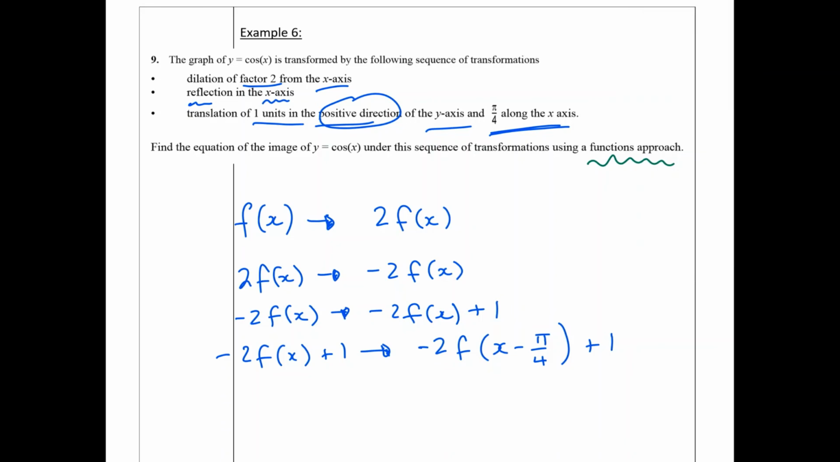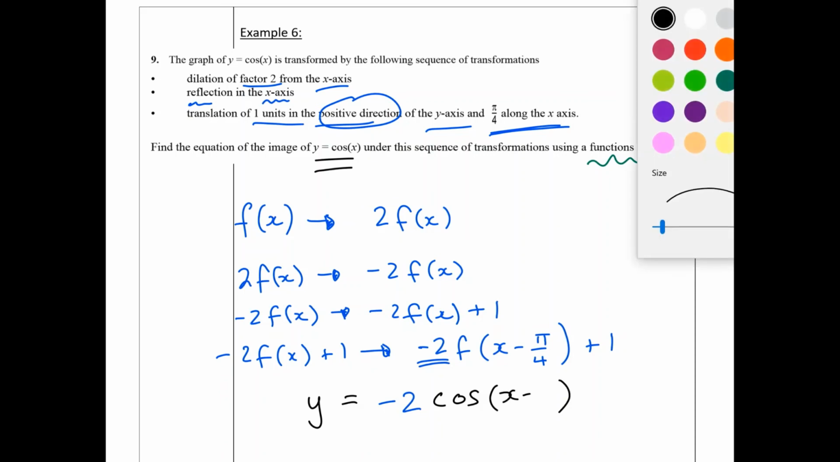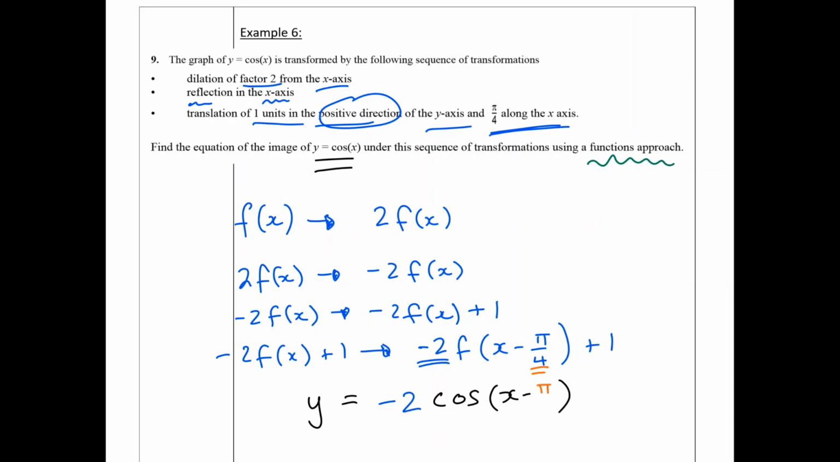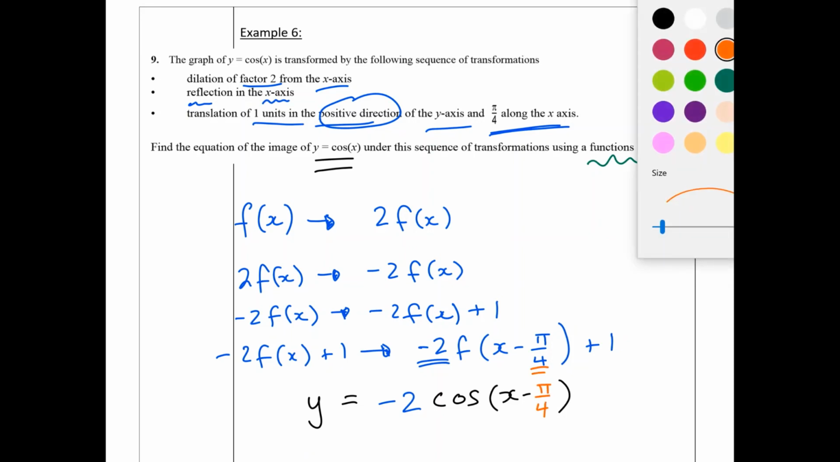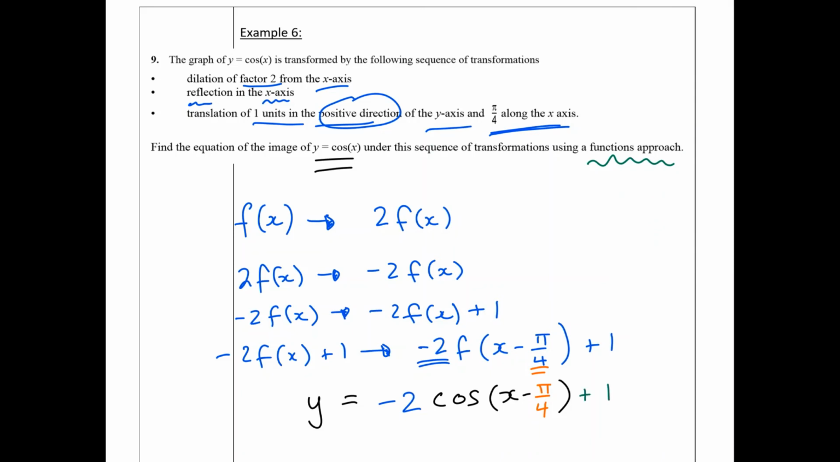Now my pre-image was y equals cosine of x, so now y is going to equal negative 2 times the function, which in my case is the cosine. It's not going to be x, it's going to be x minus pi on 4, because there's that translation. And to say that it was shifted up, we've got our plus 1. So you could try this now if you like, using the matrix approach, but keep in mind that these are related, and usually it's going to be your choice.